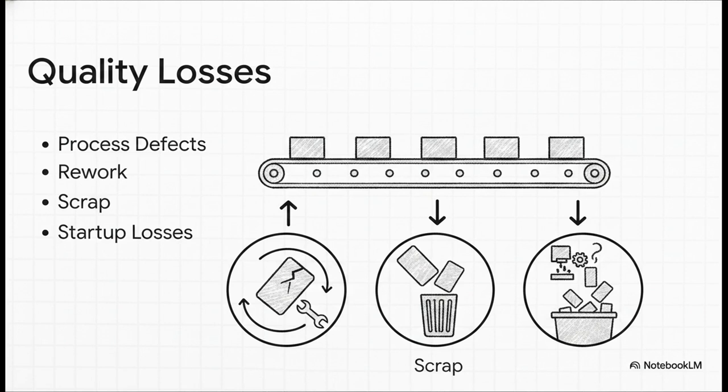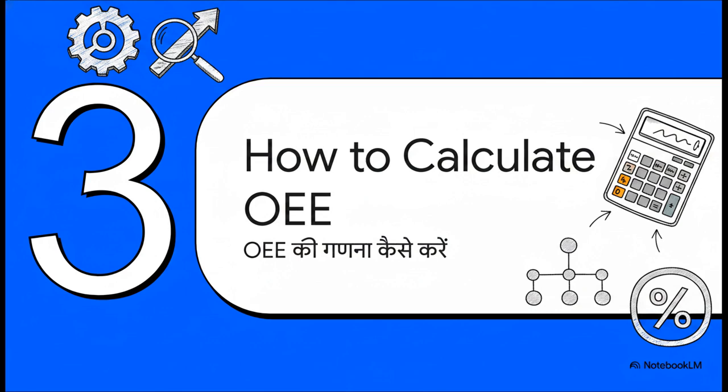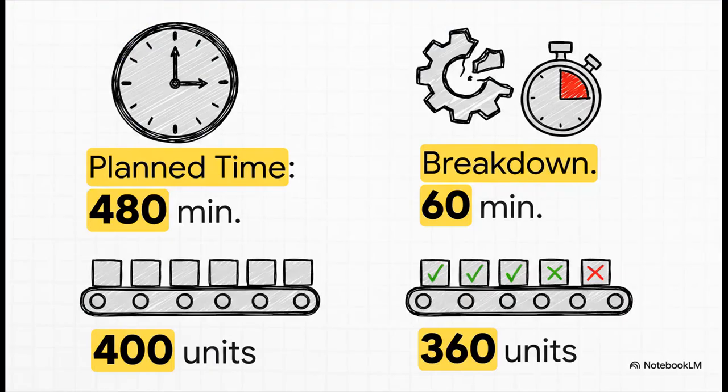Together, these three pillars and all their associated losses are what people in the industry call the 6 big losses. Okay, so we've got the theory down. Now let's get practical. How do we actually turn these ideas into a single, hard number? It's time to run the calculation. All right, we'll use a simple example.